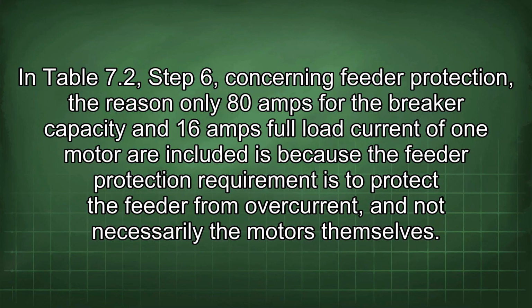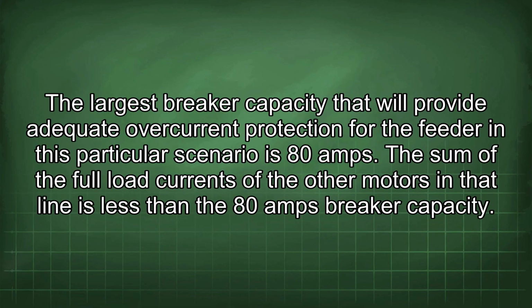In Table 7.2, Step 6, concerning feeder protection, the reason only 80 amps for the breaker capacity and 16 amps full load currents of one motor are included is because the feeder protection requirement is to protect the feeder from overcurrent and not necessarily the motors themselves. The largest breaker capacity that will provide adequate overcurrent protection for the feeder in this particular scenario is 80 amps.